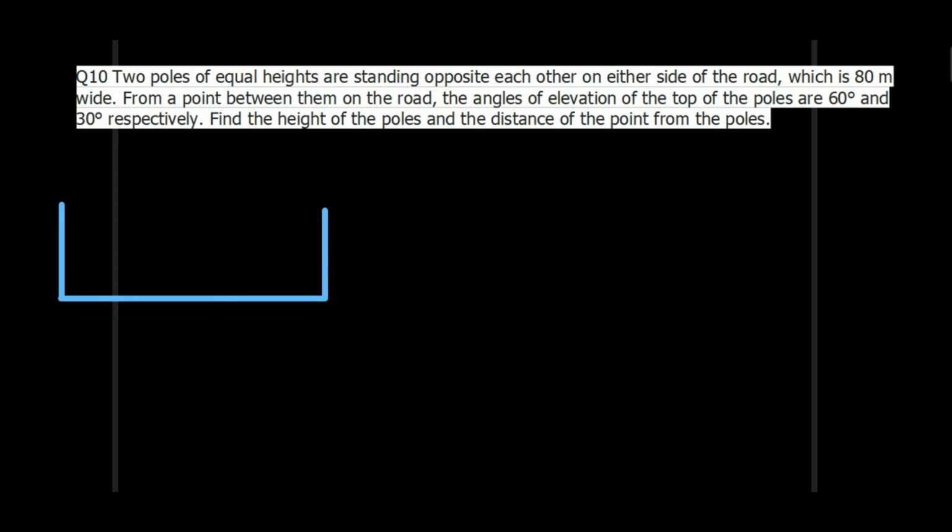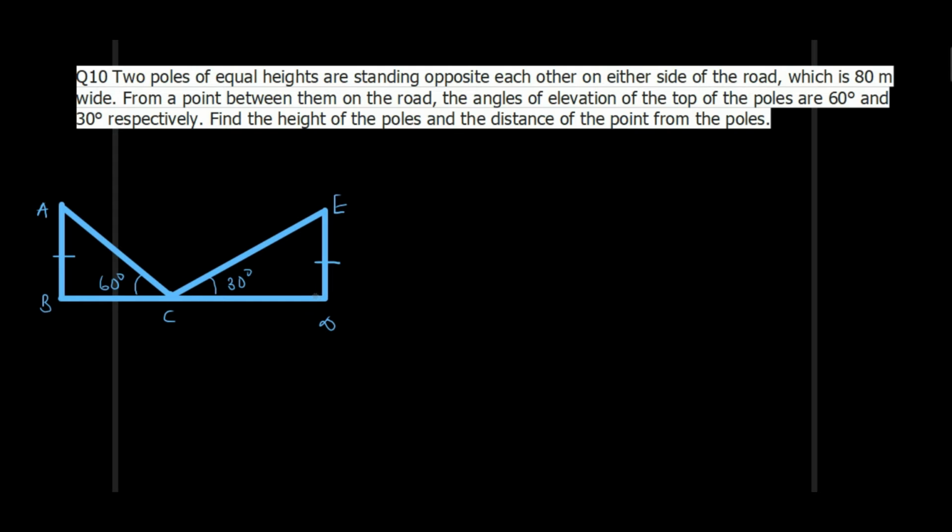Now it is saying, at some point on the road between them, say this is the point, the angles of elevation of the top of the poles from a point between them on the road are 60 degree and 30 degree respectively. So this angle is 30 degree and this angle is 60 degree. Let's name this A, B, C, D and E, and we know AB and DE are the two poles and they are of equal heights.